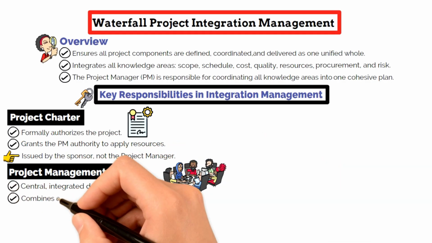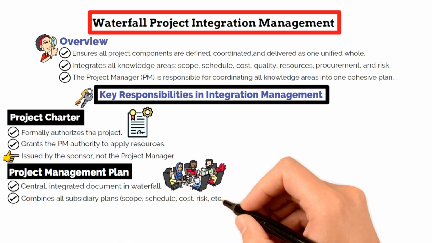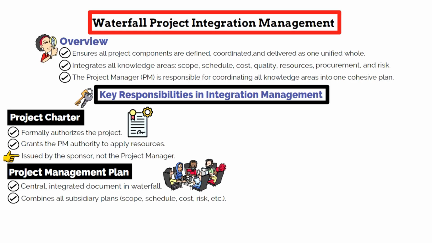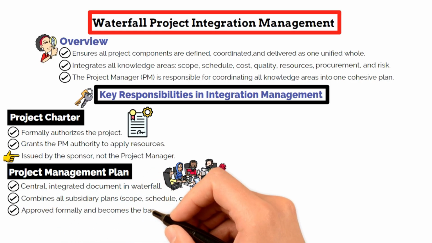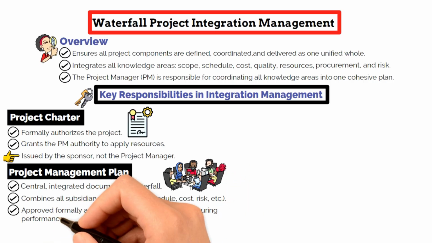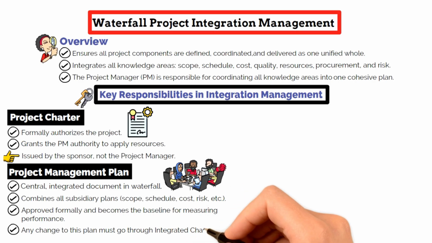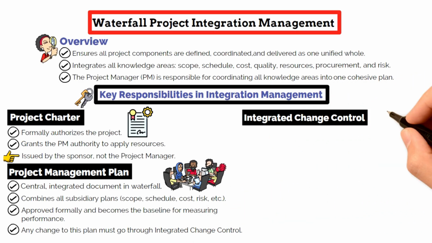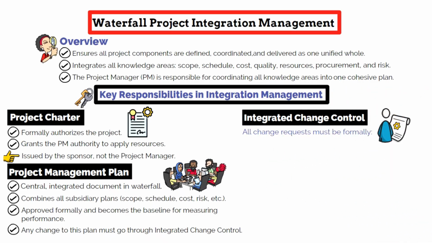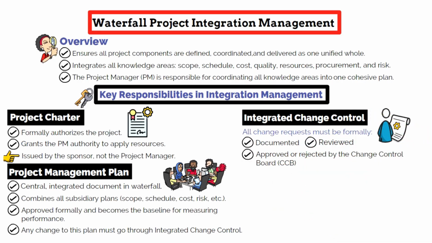Next comes the project management plan, which is the central document in waterfall projects. It integrates all subsidiary plans like scope management, schedule management, cost management, and risk management into one master plan. This plan is formally approved, and in Waterfall, it becomes the baseline the PM is measured against. Any changes to this plan must go through integrated change control. Change control is a major focus in this knowledge area. In Waterfall, all change requests must be documented, reviewed, and either approved or rejected by the Change Control Board, CCB.